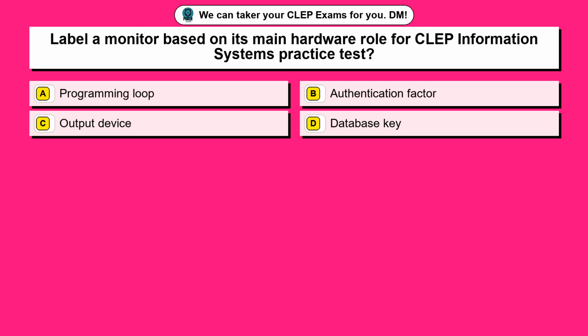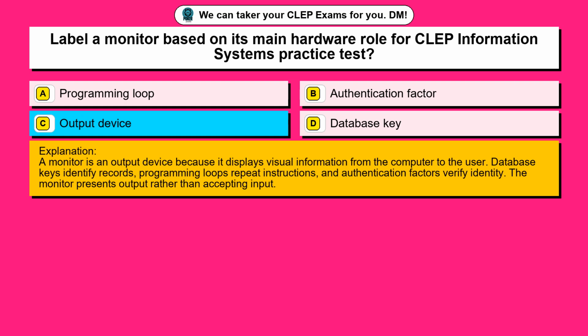Question 55. Label a monitor based on its main hardware role for CLEP Information Systems practice test. Option A, programming loop. Option B, authentication factor. Option C, output device. Option D, database key. The correct answer is option C, output device.